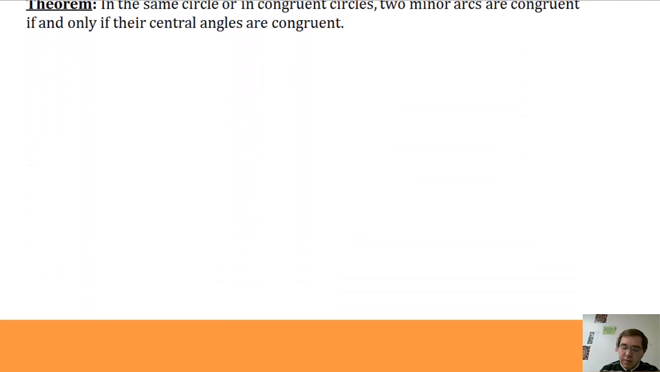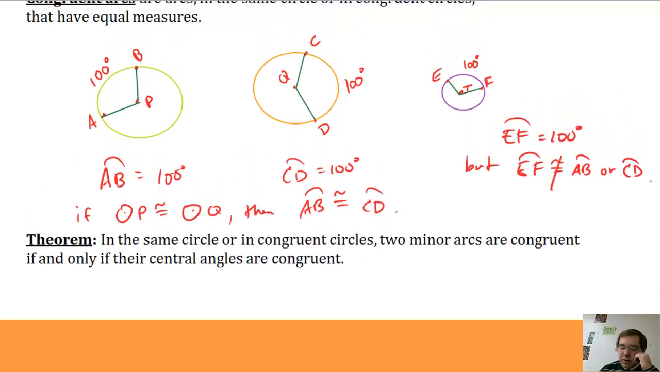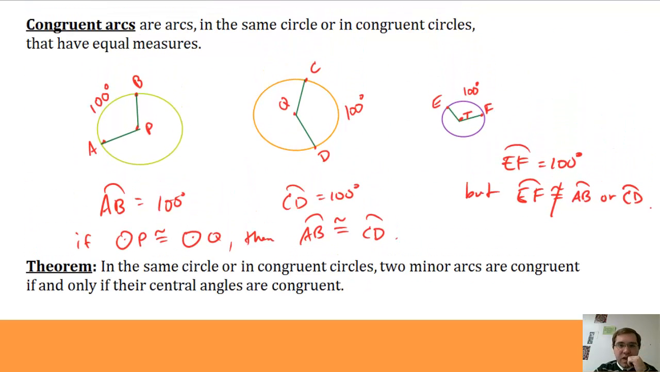And one final theorem. In the same circle or in congruent circles, two minor arcs are congruent if and only if their central angles are congruent, which makes sense. We measure the minor arc by the measure of the central angle, so if those central angles are congruent, then we know that the arcs they form are congruent as long as those arcs are in either the same circle or in congruent circles.